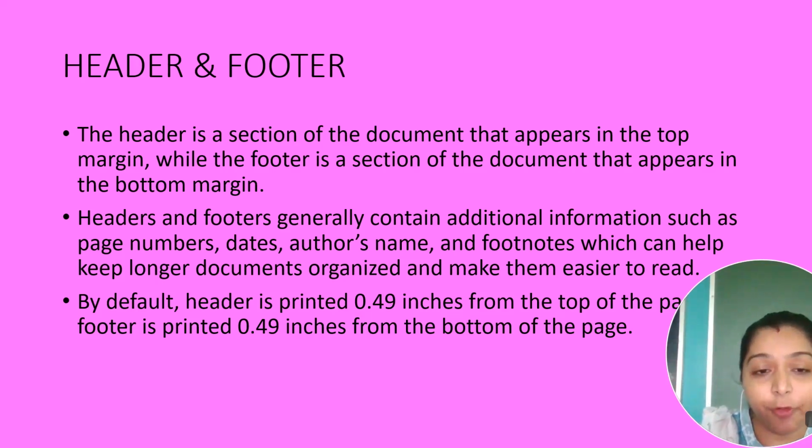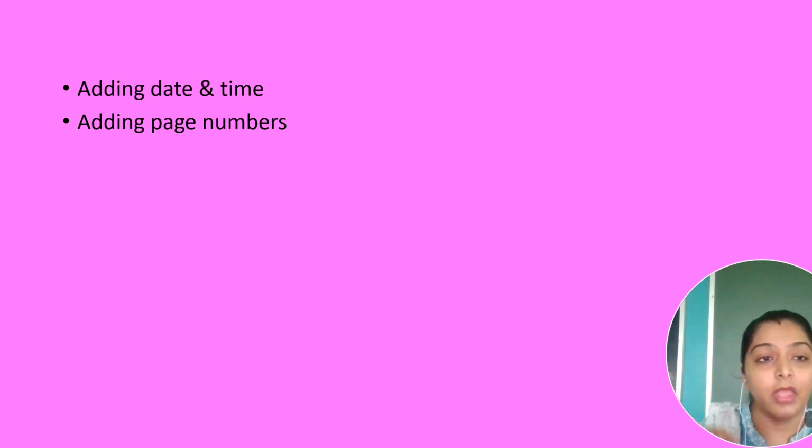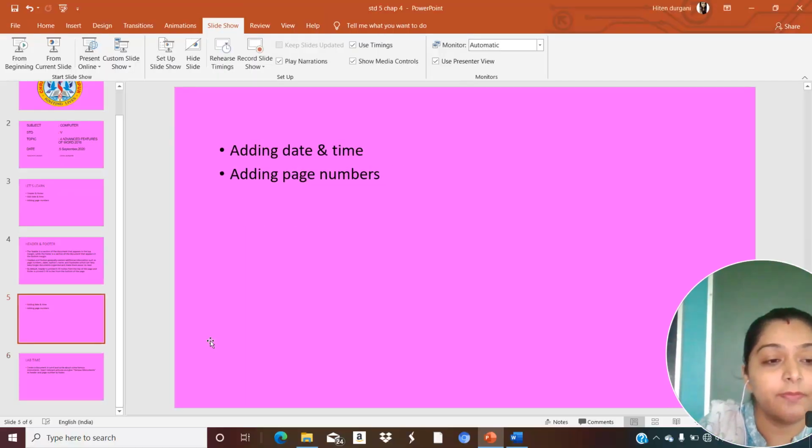Okay. By default, header is printed 0.49 inches from the top of the page and footer is printed 0.49 inches from the bottom of the page. Now, it is written there in the textbook 0.49 inches. But in your laptop, there can be a different default size of the header and the footer. Okay, moving on to the next. Now, how we will add the date and time and how we will add page numbers, we will see now in practicals. Okay, let's move on to the practicals.